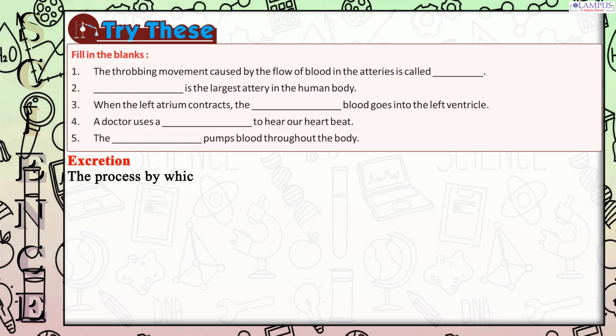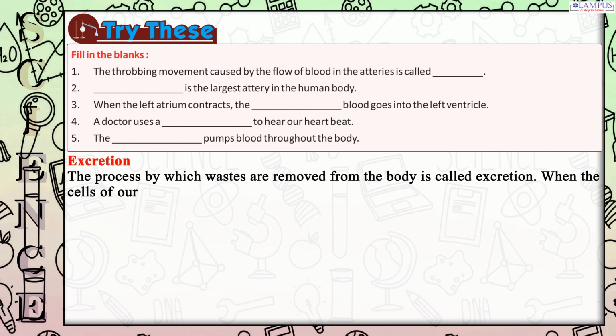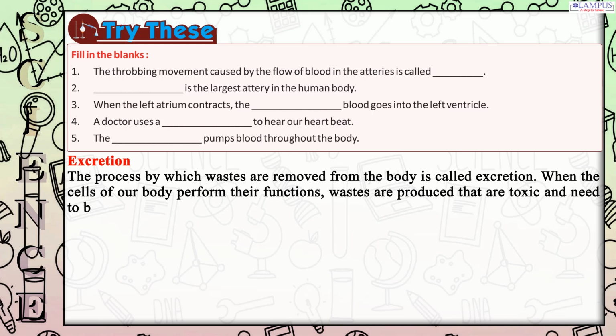Excretion. The process by which wastes are removed from the body is called excretion. When the cells of our body perform their functions, wastes are produced that are toxic and need to be removed from the body.